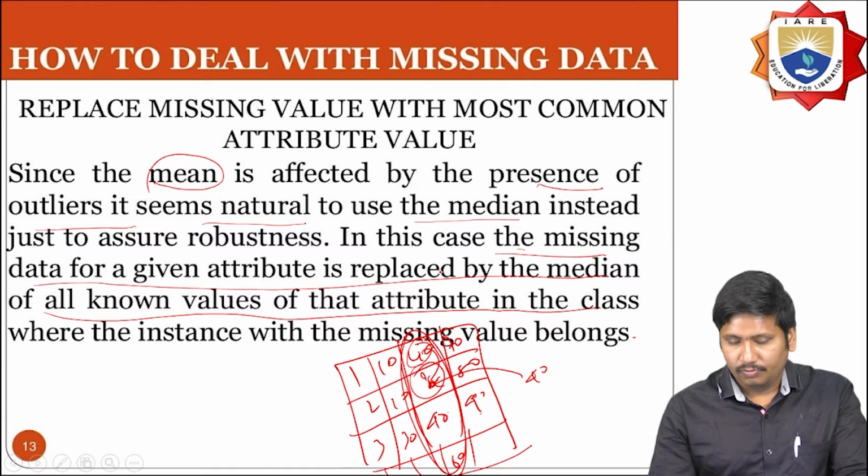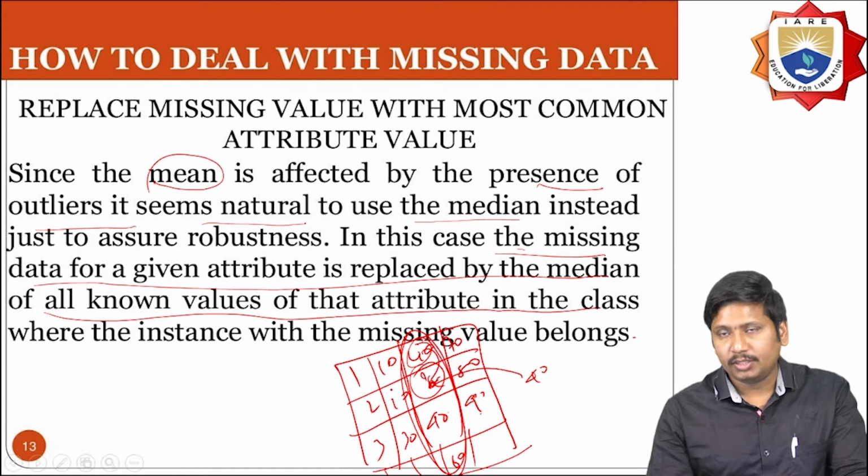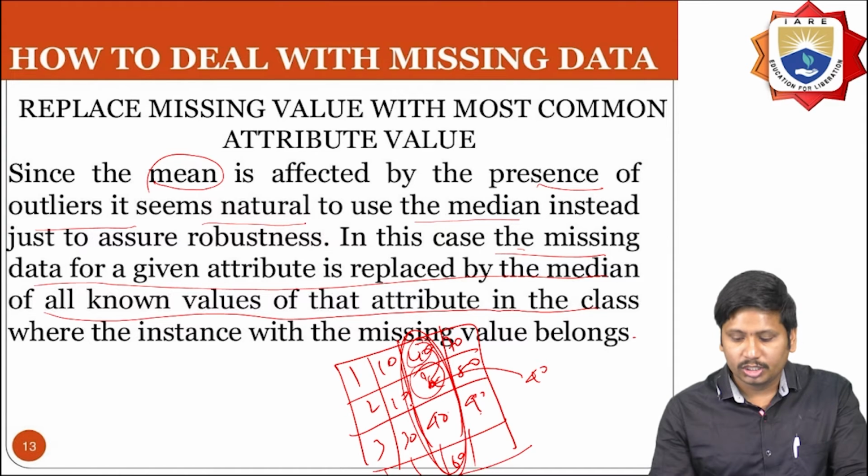So instead of filling with a mean, I can replace that value with the median, or I can fill it with the value occurring in the most instances, where the missing data is going to be filled, right?